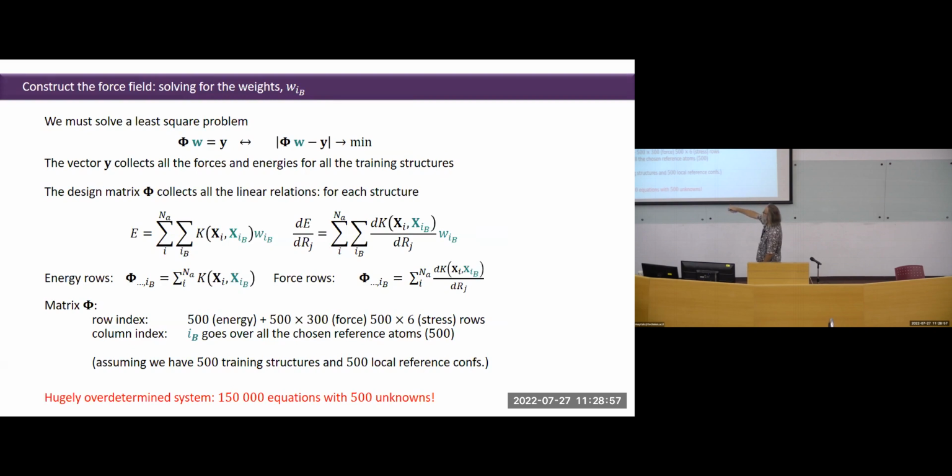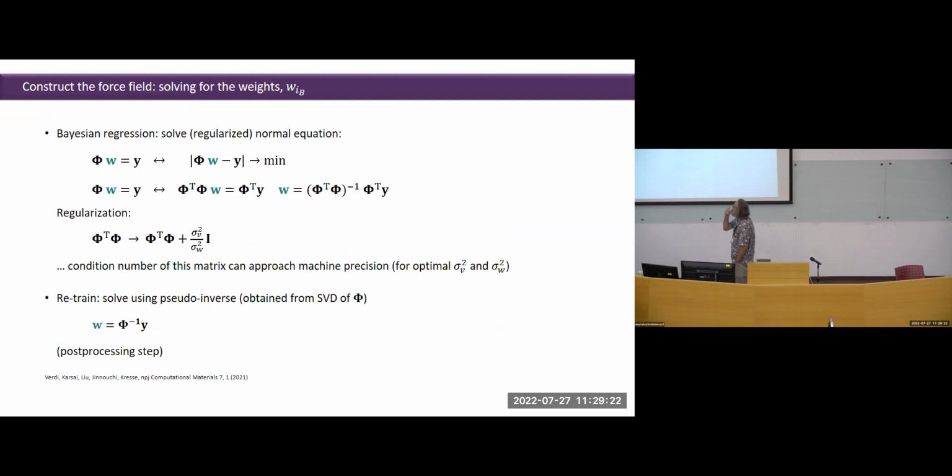So we have something like 150,000 rows and 500 columns, and we are solving that against 500 weights. So we have something of the order of 150,000 equations and 500 unknowns. So it's a massively overdetermined problem. The solution is to solve the so-called normal equation. We multiply phi by its transpose from the left, and then we end up with this thing here, which is the so-called normal equation.